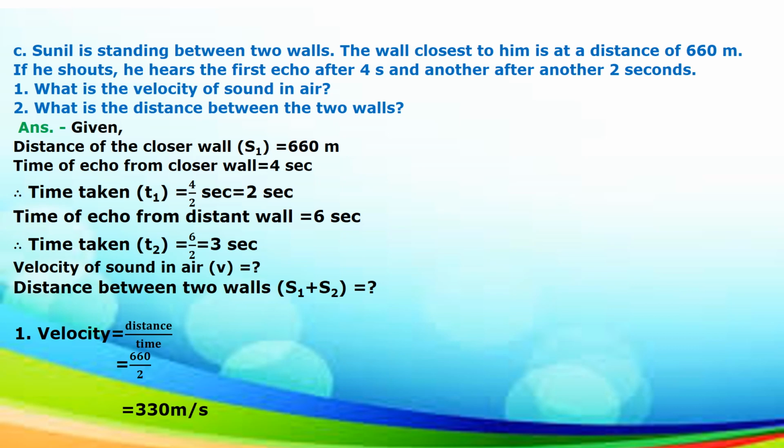Example number 3. Sunil is standing between two walls. The wall closest to him is at a distance of 660 meter. He shouts, he hears the first echo after 4 seconds and another after another 2 seconds. What is the velocity of the sound in air and what is the distance between the two walls? So for such types of problem, first of all we have to write down given things. Distance of the closer wall S1 is equal to 660 meter. Time of echo from the closer wall, that is 4 seconds.